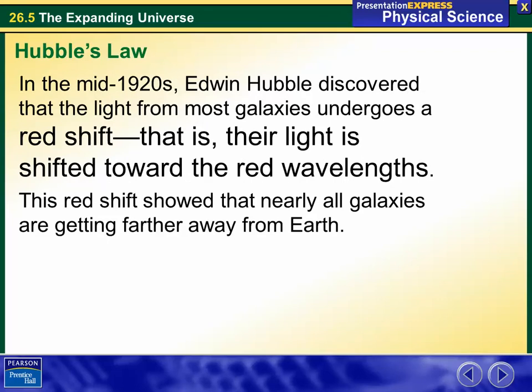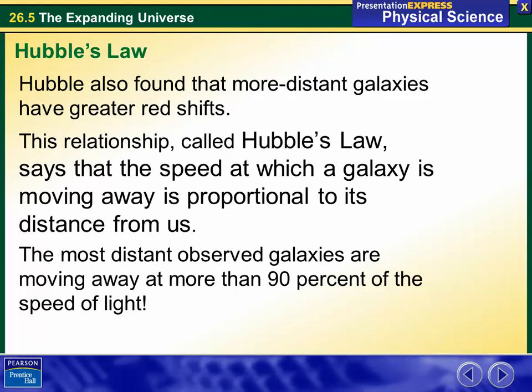And in the mid-1920s, this was discovered by a guy by the name of Edwin Hubble. You've probably heard of the Hubble Space Telescope, named after Mr. Edwin Hubble. He discovered that the light from most galaxies undergoes a redshift. That is, their light is shifted towards the red wavelengths. And this showed that nearly all galaxies are getting farther away from Earth. If galaxies are getting farther away from Earth, that means the universe itself is expanding. And he also found that the more distant galaxies, the ones that are farther away from us, have greater redshifts.